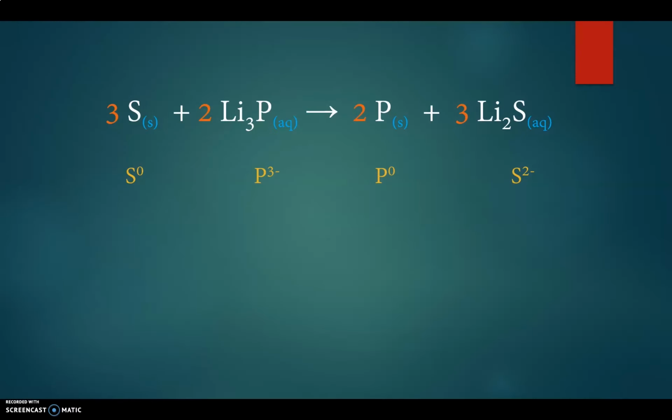In order to figure out which substance was oxidized and reduced, we first look at each element. So sulfur, being the neutral element, will have a 0 charge. Phosphide, because it's in group 15, will be a -3. Phosphorus, of course, neutral elements are always a charge of 0, and sulfide in group 16 will have a -2 charge.